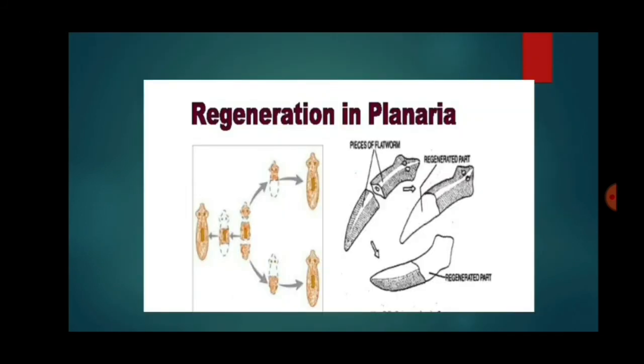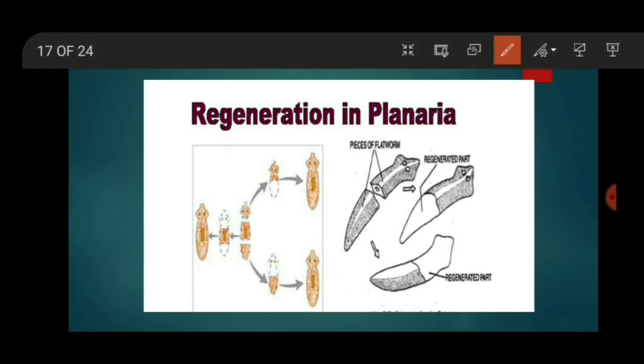Next type is regeneration. This is an example of regeneration in planaria. Simple organisms such as Hydra and Planaria are capable of producing new individuals through the process of regeneration. Here you can see from a body part a completely new individual has been formed. Simple organisms can utilize this method of reproduction as their body is made of similar kind of cells in which any part of their body can be formed by growth and development.